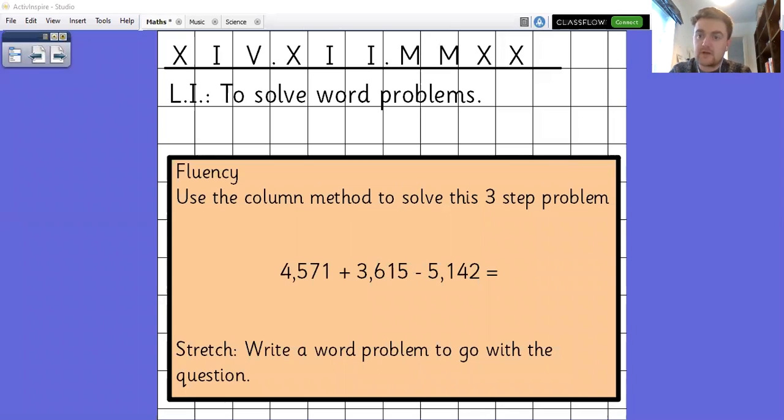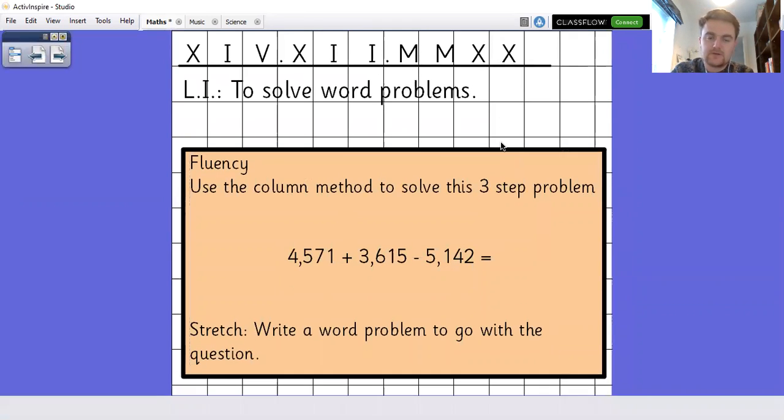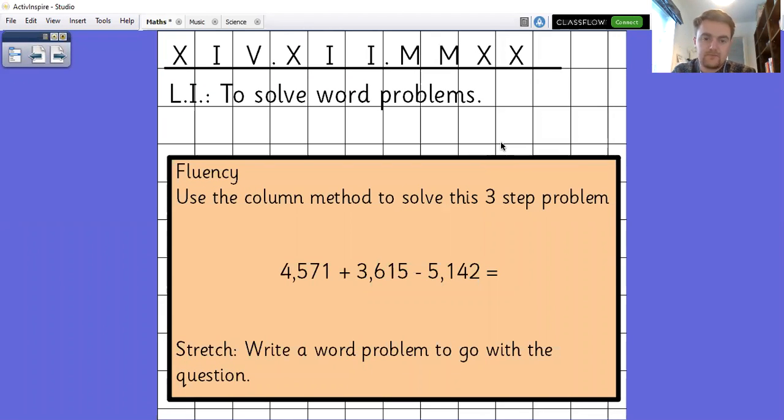So to start out, we'll have a go with a two-step problem, not a three-step problem. You've got a sum there, 4,571 plus 3,615, take away 5,142. Can you have a go at solving that? And if you've done that and you fancy a stretch, you can have a go at writing a word problem to go along with it. So pause the screen here and have a go.